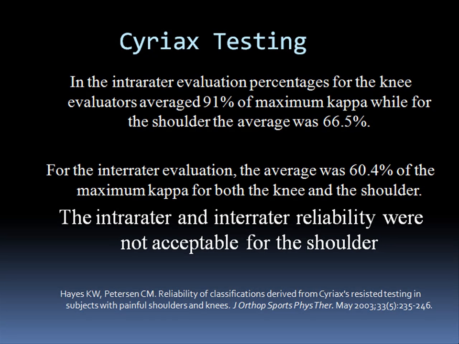Many practitioners use the Cyriax approach in evaluating movement and in-play responses for the shoulder. Well, disappointingly, Hayes et al. found that the tissue tension approach by Cyriax applied to the shoulder had very poor interrater and intrarater kappa values. Better values were found for the knee.